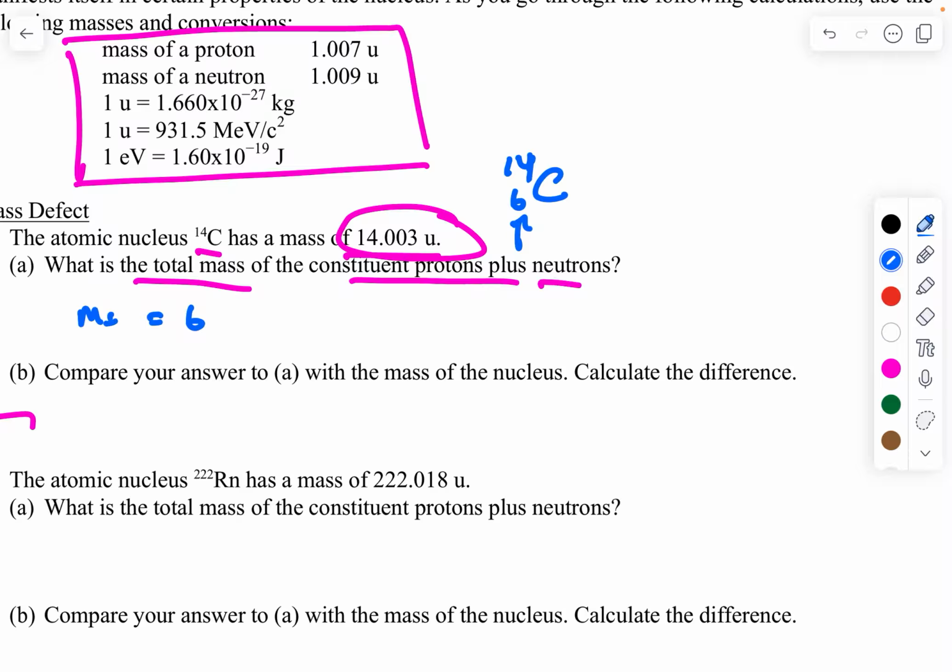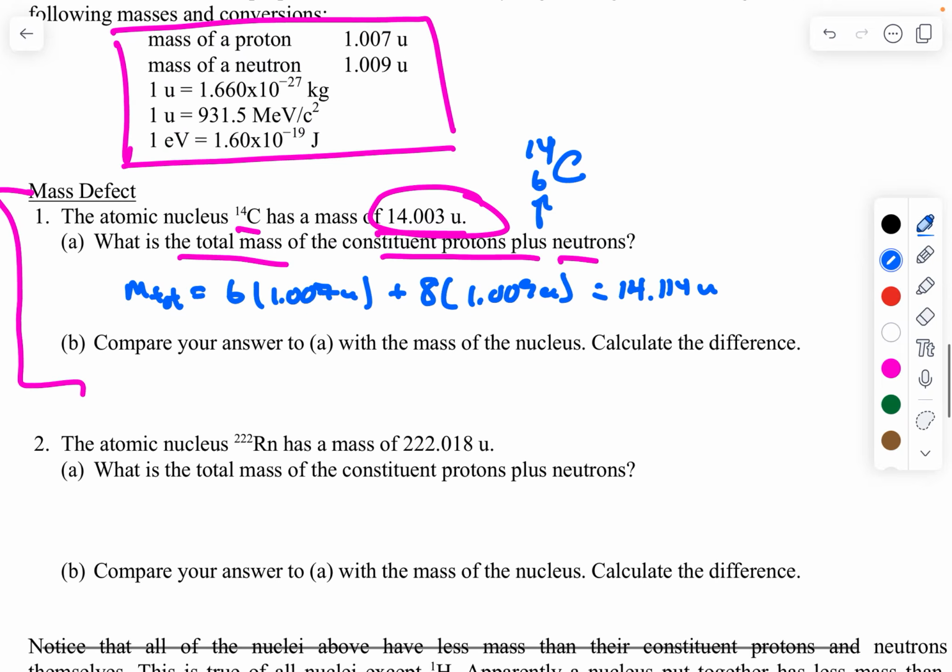So I want to find M total. It's 6 times 1.007 U, plus 8 times 1.009 U. If you add this together, you should get about 14.114 U.